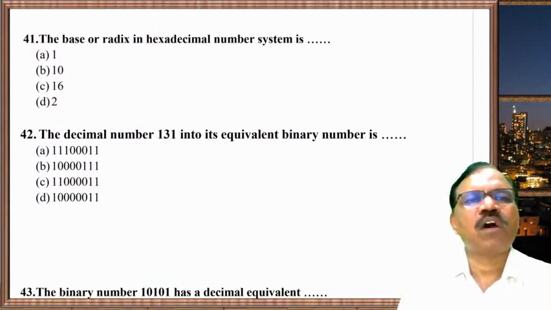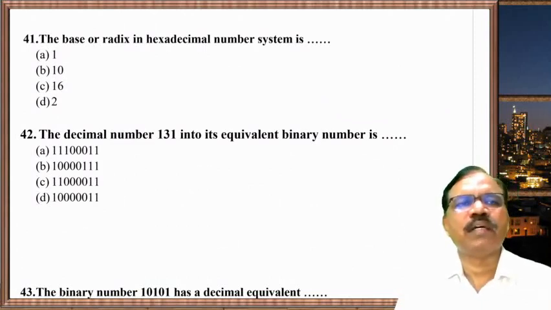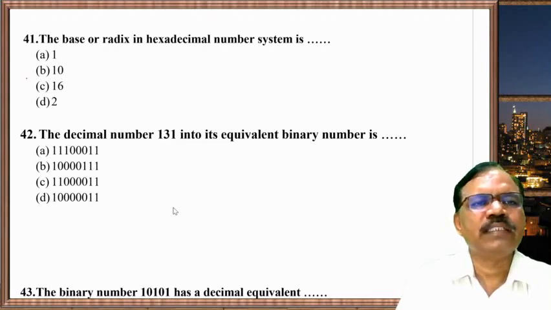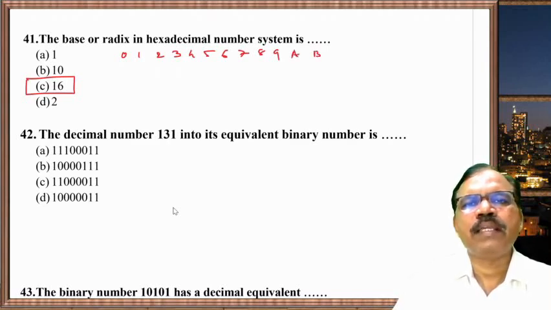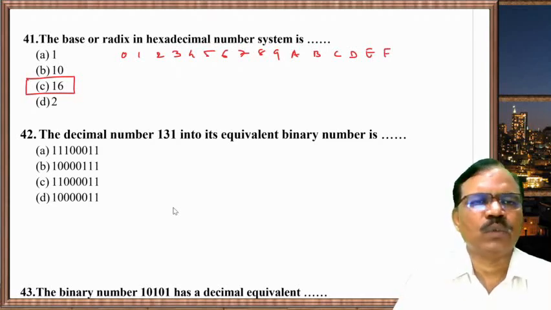The base or radix in the hexadecimal number system, we know the base is 16, that is 0, 1, 2, 3, 4, 5, 6, 7, 8, 9. These digits are used, and A, B, C, D, E, F, these letters are used.